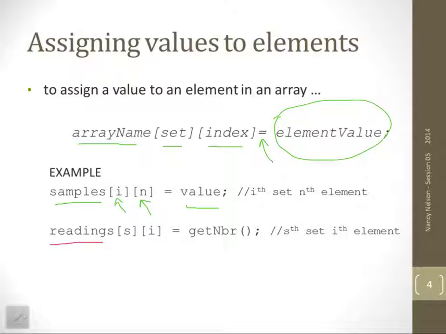If we look at our other array, this was our floating point array called readings. We're going to go in the s set, the ith element, and we're actually going to call a function here that's going to get a number and assign it to this element in the array.